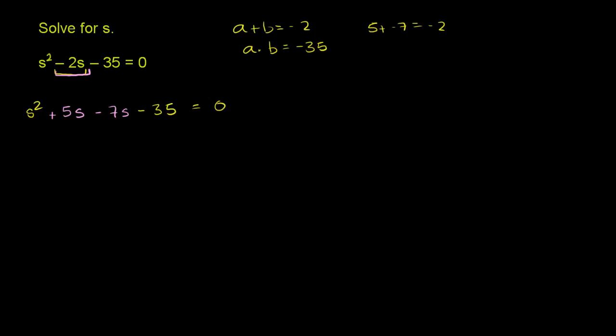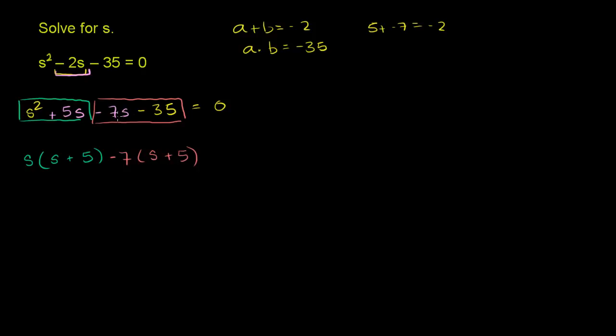Now, we call it factoring by grouping because we group it. So we can group these first two terms, and they have a common factor of s. So let's factor that out. You have s times s plus 5. That's the same thing as s squared plus 5s. Now, in these second two terms, you have a common factor of -7. So let's factor that out. So you have -7 times s plus 5. And of course, all of that is equal to 0.